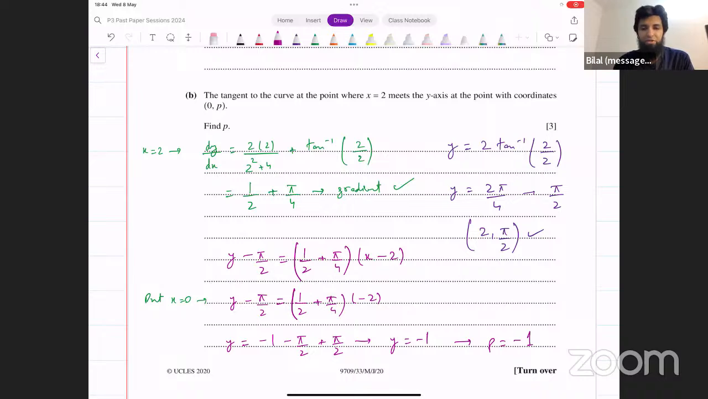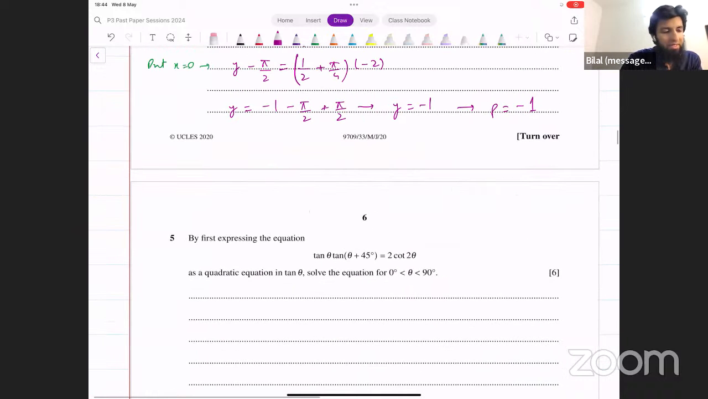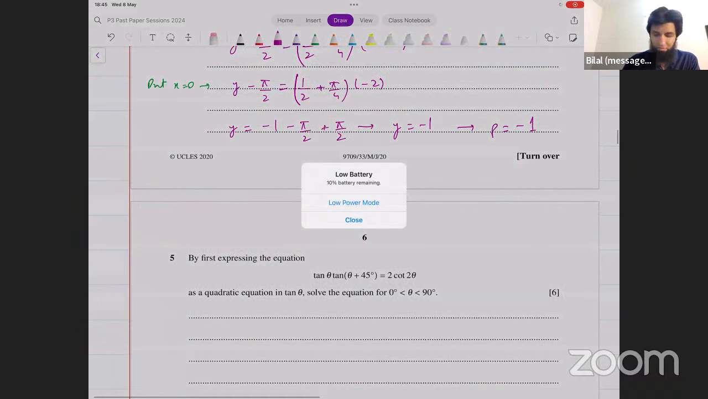So we just find the equation of tangent. Put x equal to 0 to find the y-intercept. They said the y-intercept is supposed to be p, and we got that y-intercept there. Okay, I hope that makes sense. Let's move on to the next one now. Okay, so what's the next one that we want to learn? So we're done with question number 4 now.